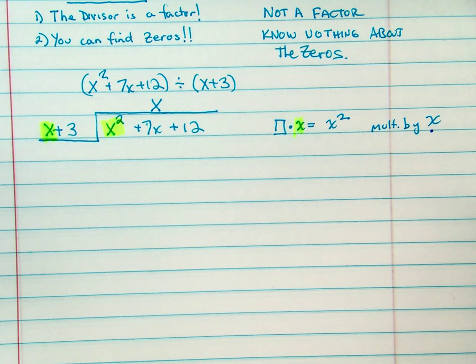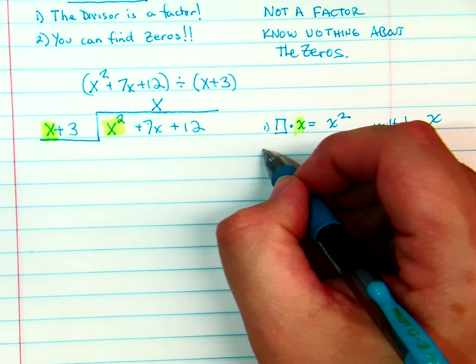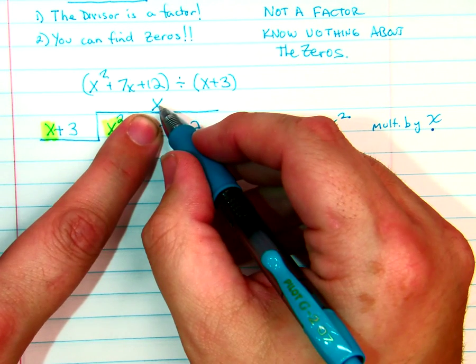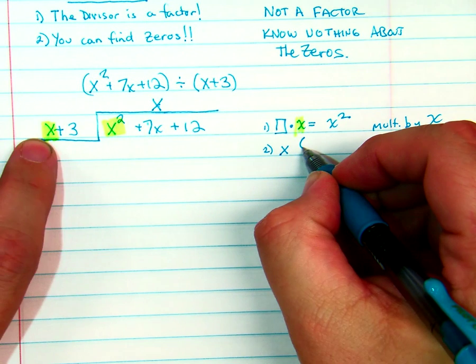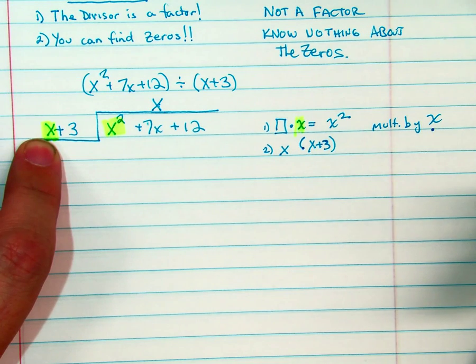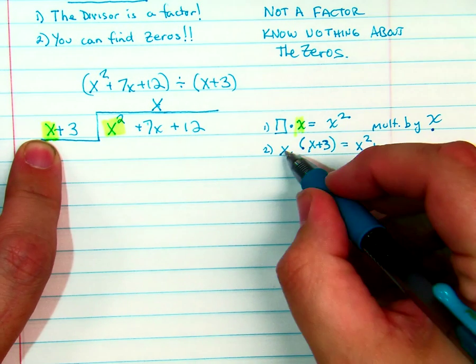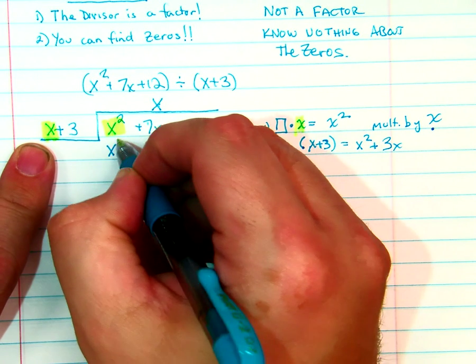And now, that was step 1. Step 2 is I'm going to take x, which is this x right here. I'm going to take that x and multiply it by x plus 3 and do a distributive property. Well, what's x times x? X squared. What's x times 3? 3x. And I'm going to write that underneath here: x squared plus 3x.